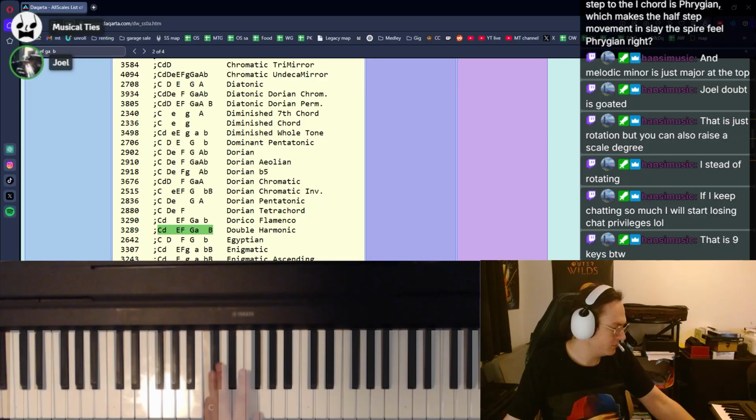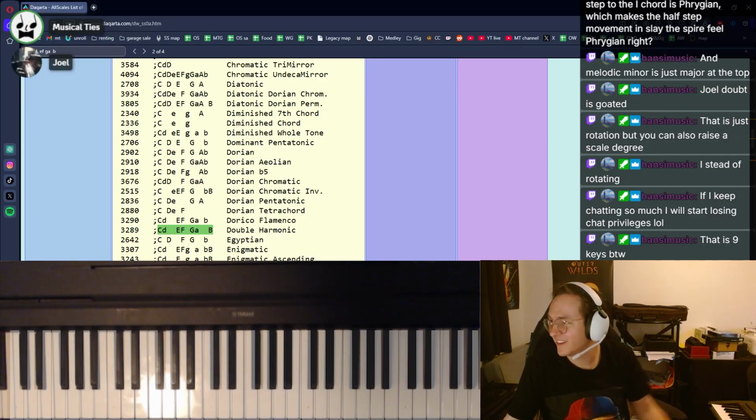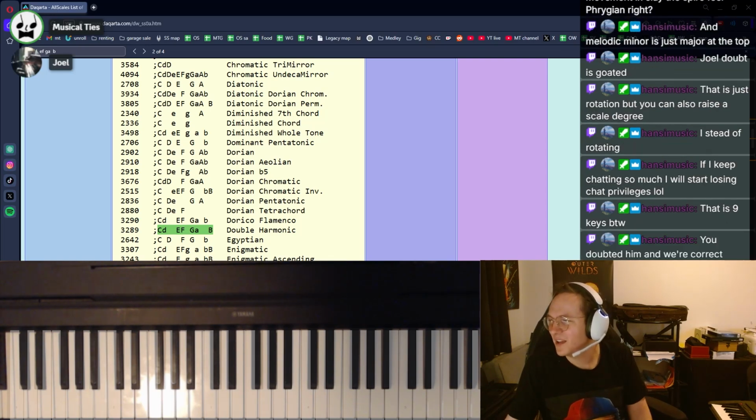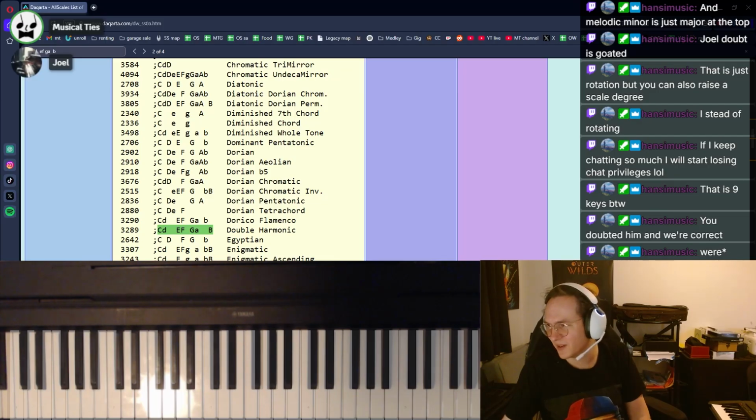What does raise a degree mean? I don't know. Joel Doubt is goaded. I don't know. This is a rotation, but you can also raise a degree instead of rotation. Hansi, what does that mean? If I keep chatting so much, I will start losing chat privileges. No, that's fine. This is just making a more active stream. I love that. No, totally fine.